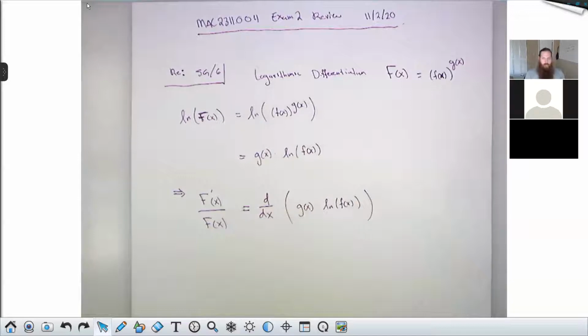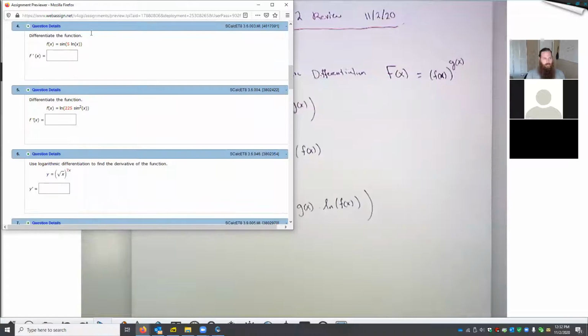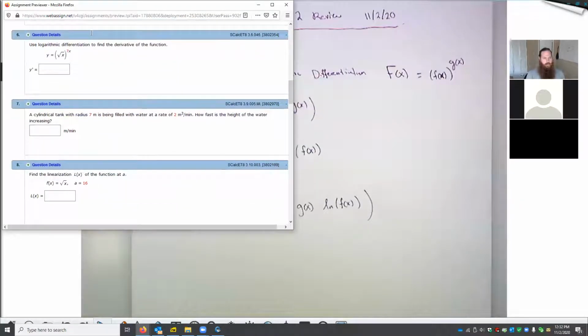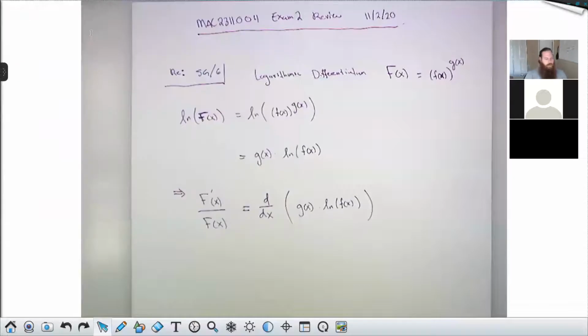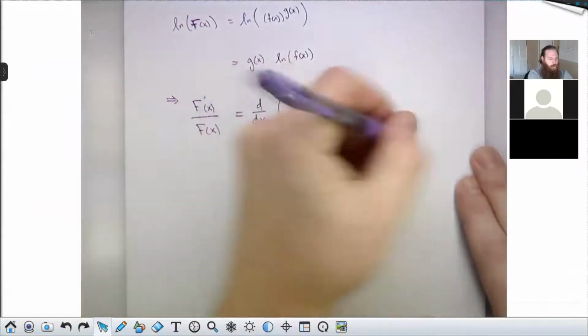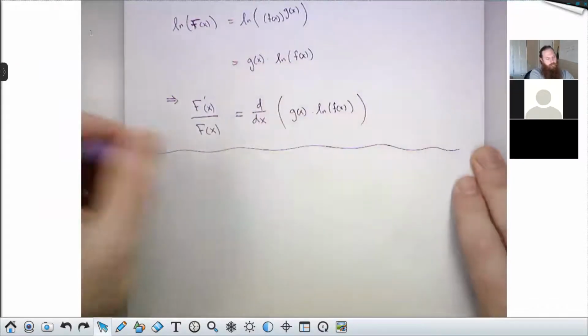If you are certain you don't want to see any more of number 6 or anything else relating to this, no specific examples, then I can move to number 8. All right, so linearization. Here we want to find the linearization for the square root function at a equals 16. Who remembers what linearizations are?